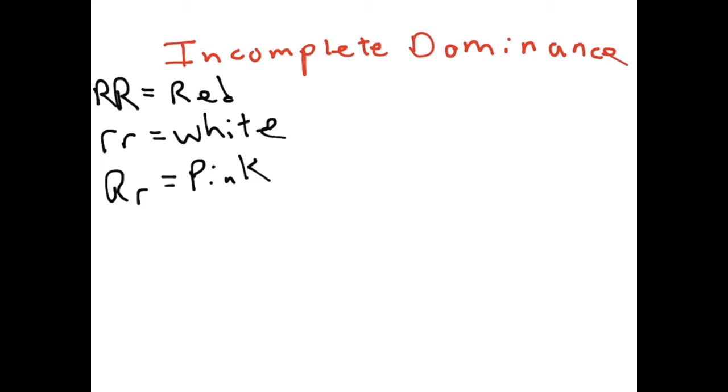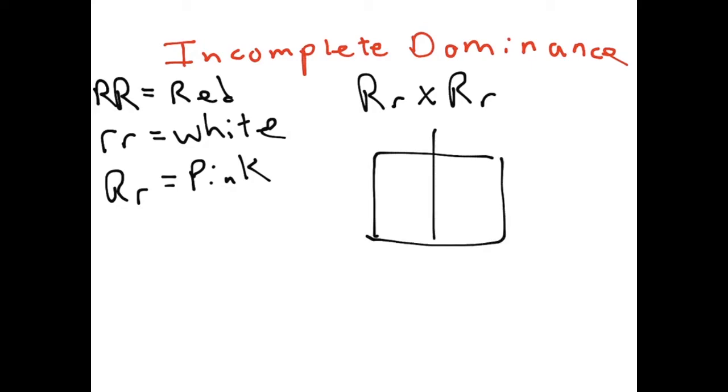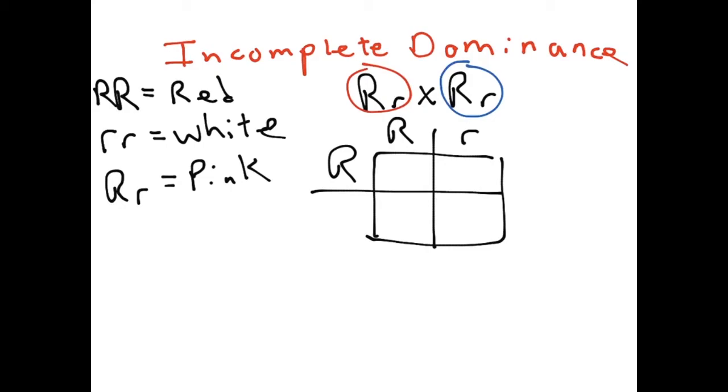If we do a cross like we did for simple dominance, where we have two heterozygous parents crossed with one another, the resulting genotypic and phenotypic ratio is a little bit different. The genotypic ratio is actually still the same, but the phenotypic ratio is different. Looking at this first parent, just as in our first example, we can produce sex cells that are either capital R or lowercase r. In this parent, same thing, we can get either capital R or lowercase r sex cells.